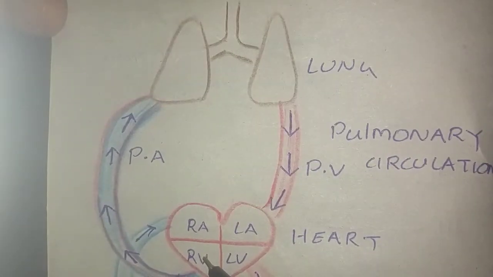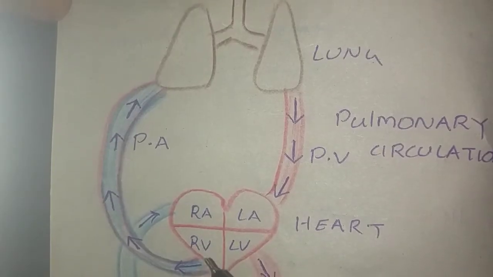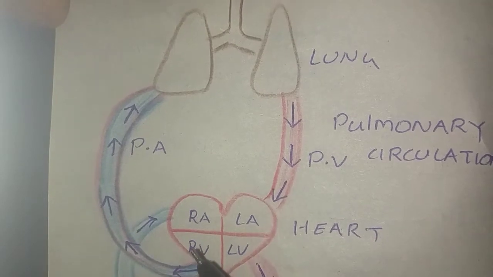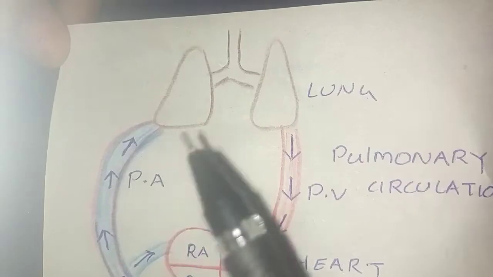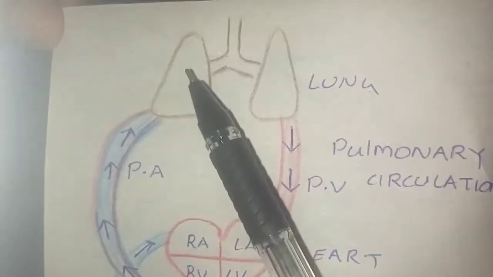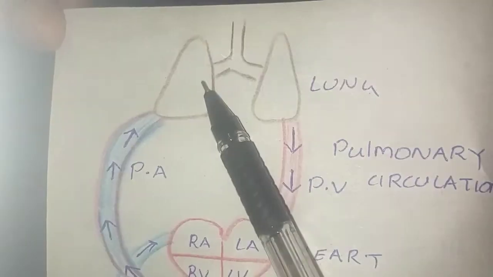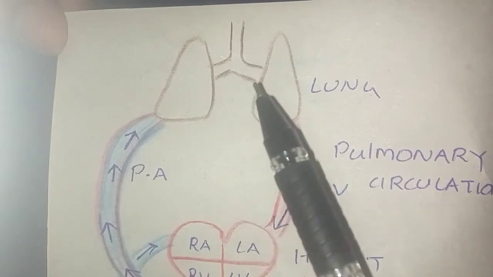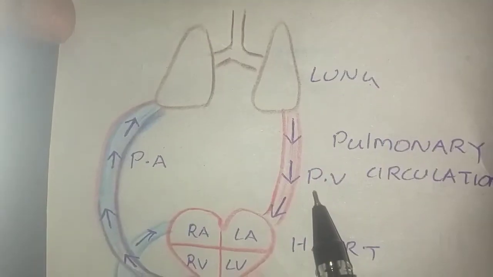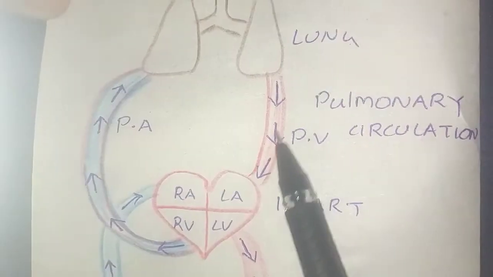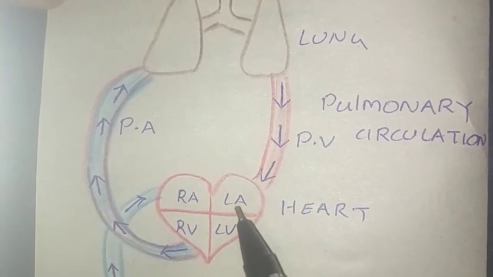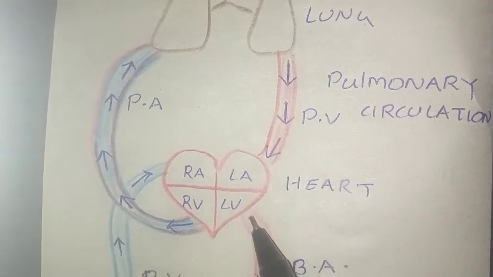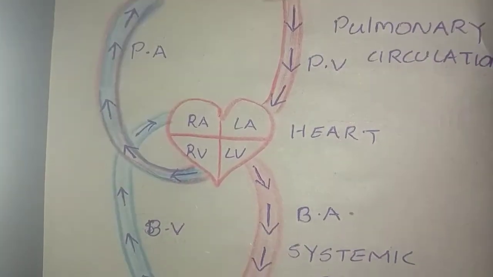to the right ventricle here, and through the pulmonary artery we can see the impure blood moves to the lungs. In the lungs it gets oxygenated and returns through the pulmonary vein, which we can see here in red, to the heart in the left atrium. From there it moves to the left ventricle and through the bronchial artery reaches the organs.